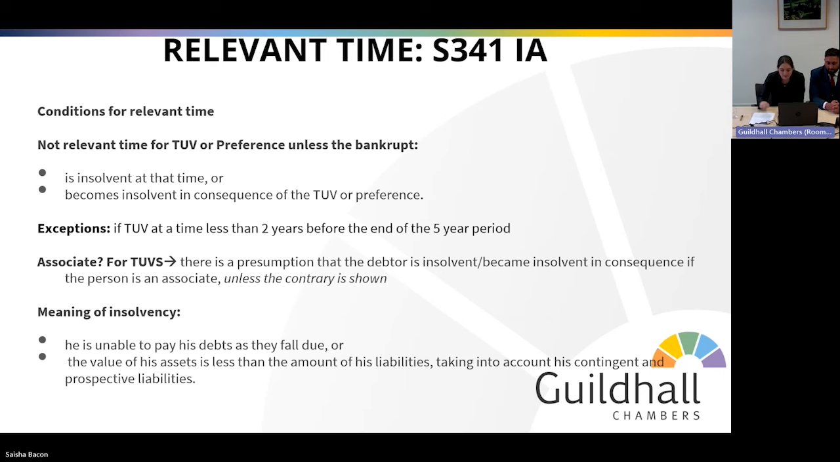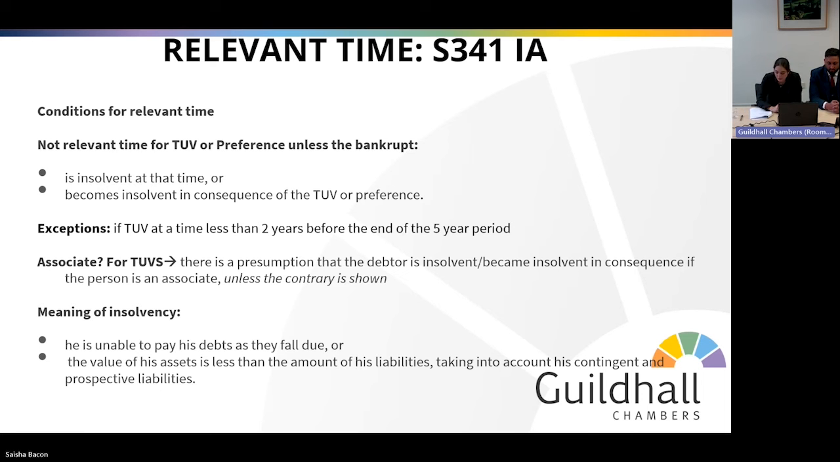There are some conditions that should be borne in mind. The court will not consider it to be the relevant time unless the debtor was insolvent at that time or became insolvent in consequence of the TUV or preference. However, for TUVs, there is no need to prove this insolvency, or the insolvency element doesn't really arise if the transaction was at a time less than 2 years before the end of the 5-year period, i.e. 2 years before the bankruptcy petition or bankruptcy application is made.